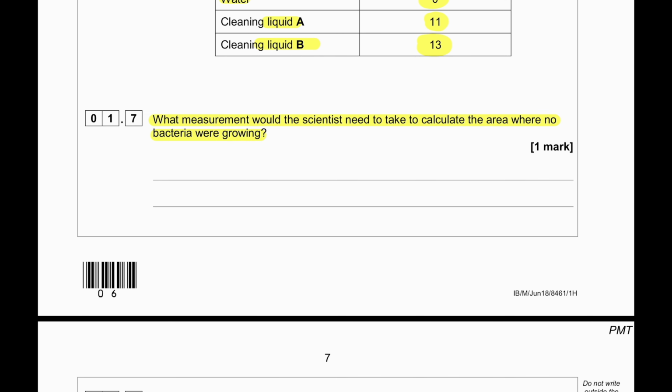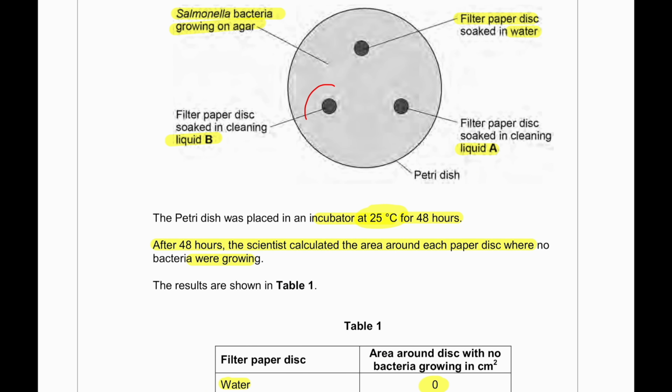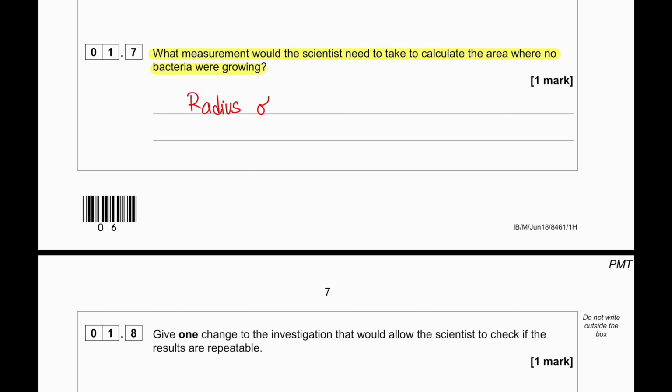So the scientist needs to take the radius. I mean, if this is the clear zone, the scientist needs to calculate the radius. Once the scientist knows the radius, the scientist will be able to calculate the area. So the scientist needs to take the radius of the area with no bacteria growing.